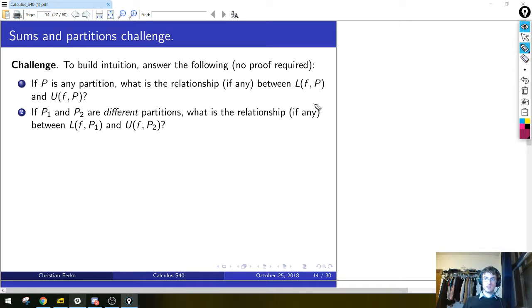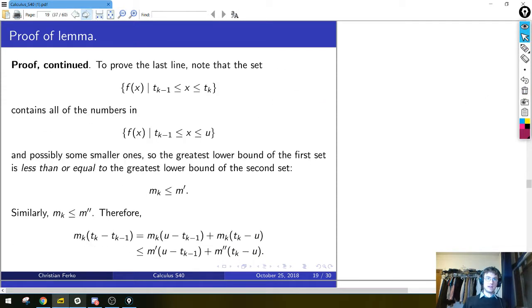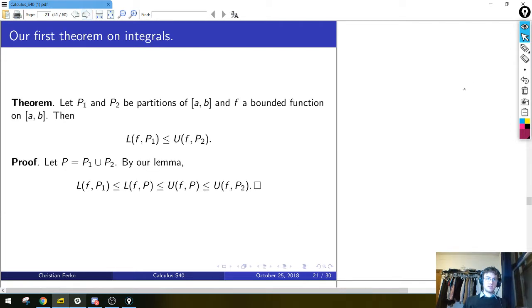Because remember, the thing we started with was saying if P1 and P2 are different partitions, we didn't know whether there was a relationship between L and U in general. And now, actually, we know the answer to that question is yes. If P1 and P2 are any partitions, and f is any bounded function, it doesn't have to be continuous. Its limits don't even have to exist. It just has to be bounded.